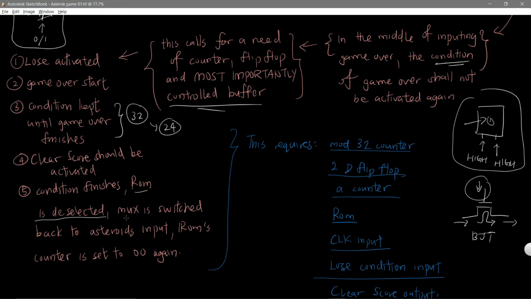When the condition finishes, the ROM is not selected anymore. First, we are going to deselect the ROM. We are going to switch the mux to inputting asteroids, and we are going to set the ROM's address to 00. Because when we are outputting the ROM, it's going from 00 all the way to the 32 address for me, and we want it to be back on the first address if we are going to show the game over again. So you want it to reset to that address again, and I will show you how to do that later.